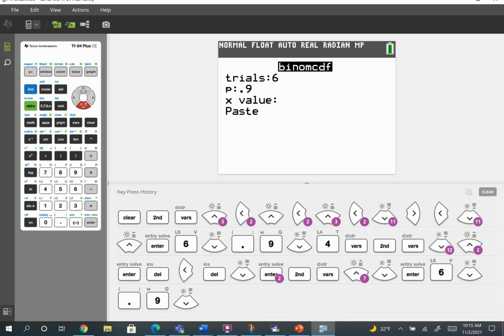This feature will add together all the probabilities for 0 successes up to and including the value you put in for X. So my setup right now, since it's the CDF, C for cumulative, this will add together for me 0 successes plus 1 success plus 2. It will always start with 0 and continue until the X value you tell it to stop at. So this is 0, 1, or 2. That's what we did in the second part of this example.